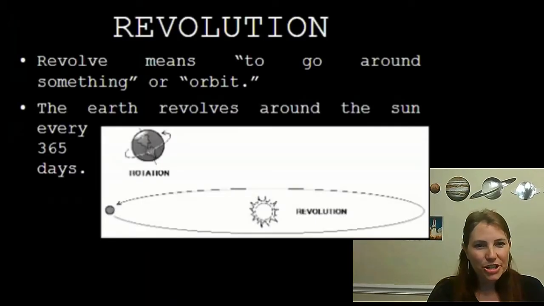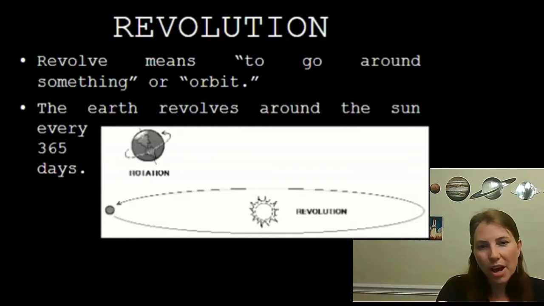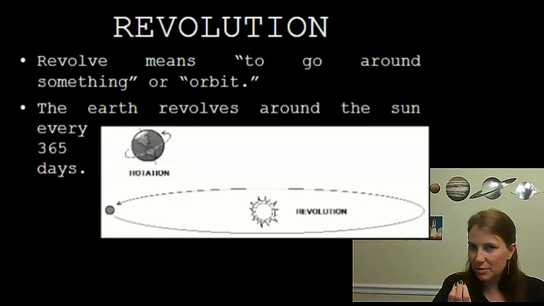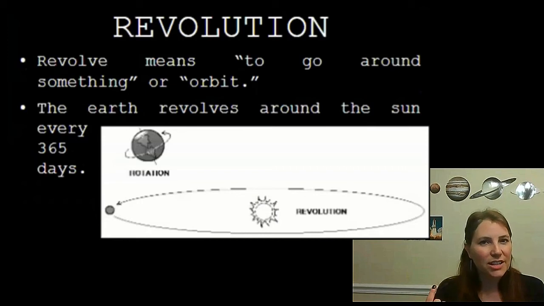Here's our other word. Okay, this is revolution. And that's what we're talking about. And the action word is revolve. It takes 365 days to go all the way around the sun. Remember, the sun, that star, doesn't move. It stays in one spot. We go around it. Okay? How long is 365 days?